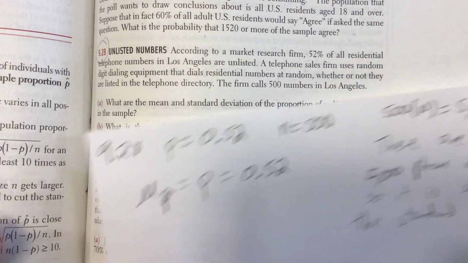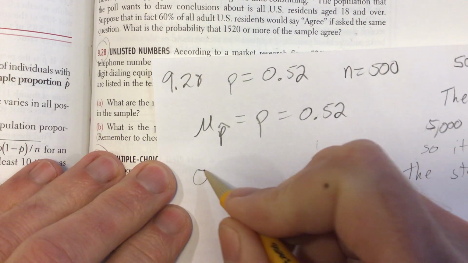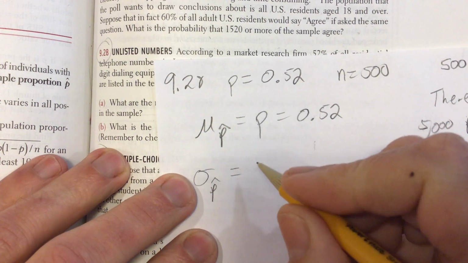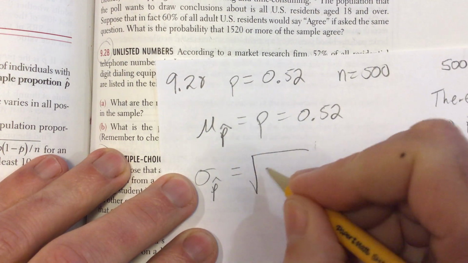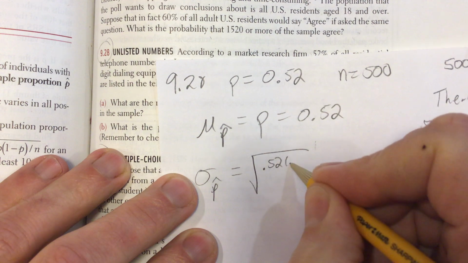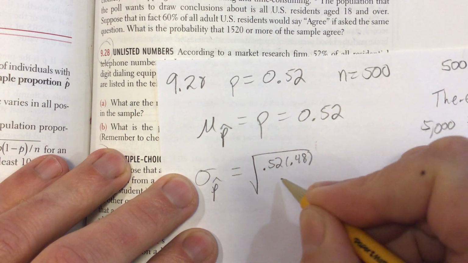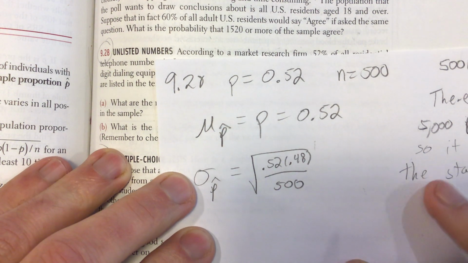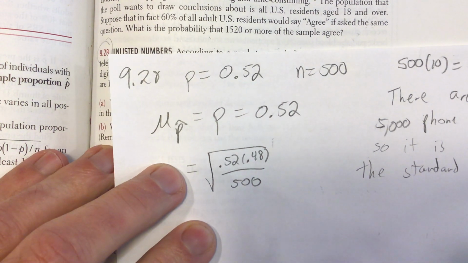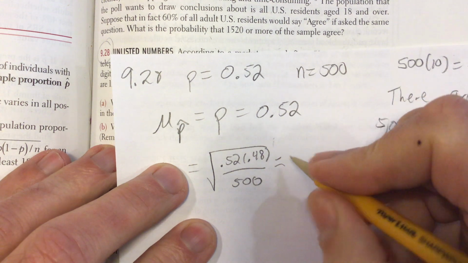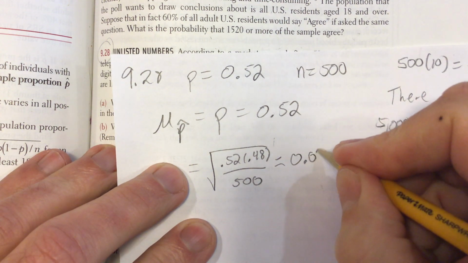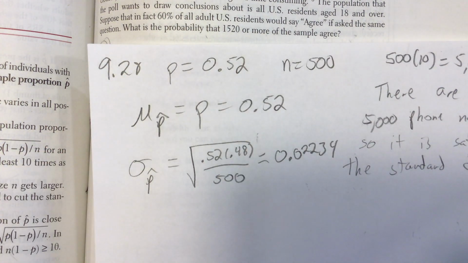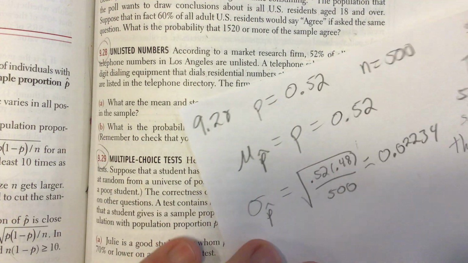Okay, so let's do it. And we should get a standard deviation of approximately 0.02234. Okay, that was part A.